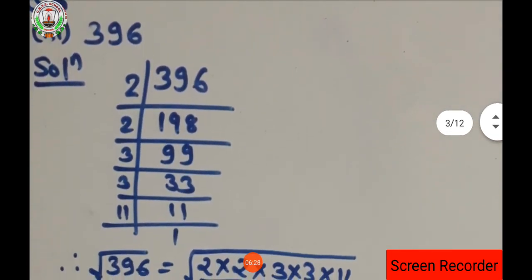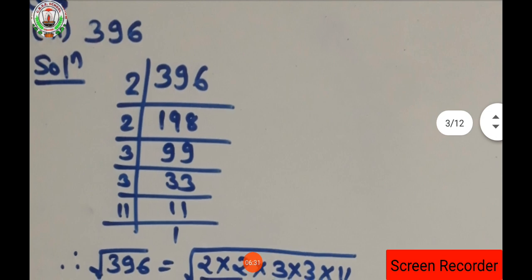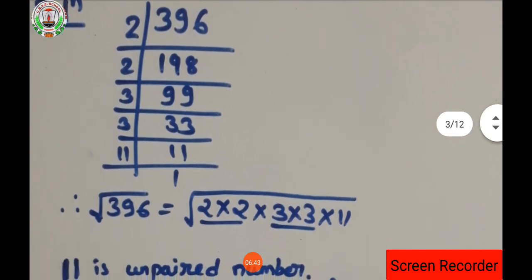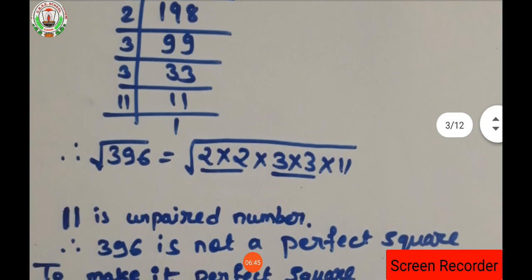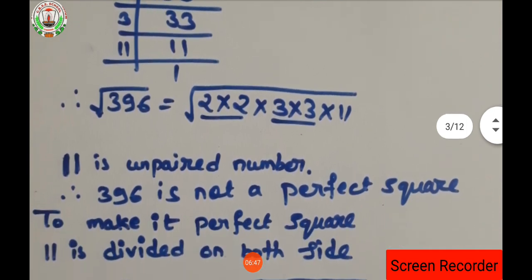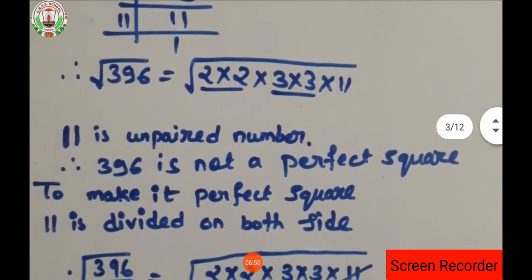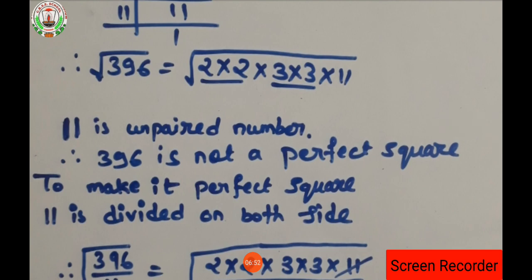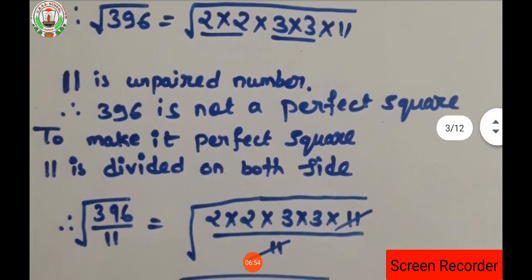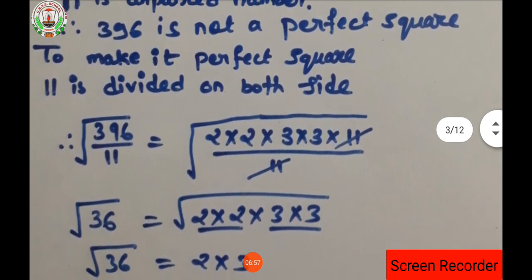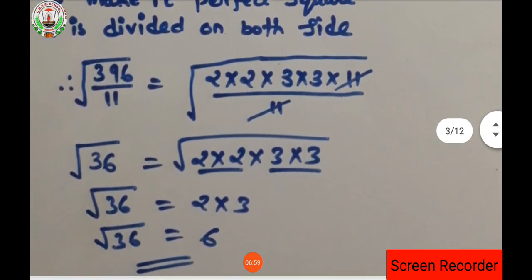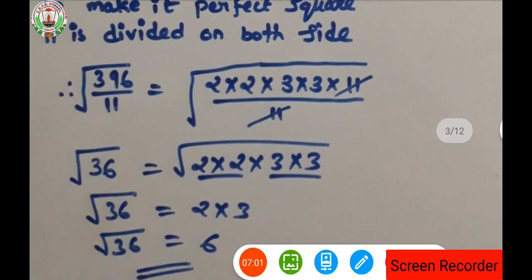So the third part is 396. Okay, so 396 is there. In the same way you have to find all the factors here, then 2 into 3 into 3 into 11. So 11 is the number which is not in the form of a pair. Look at it, isn't it? So if it is not in the form of a pair, what do you have to do? You have to divide both sides by 11, isn't it? When both sides are divided by 11, then it will be converted into the form of a perfect square.